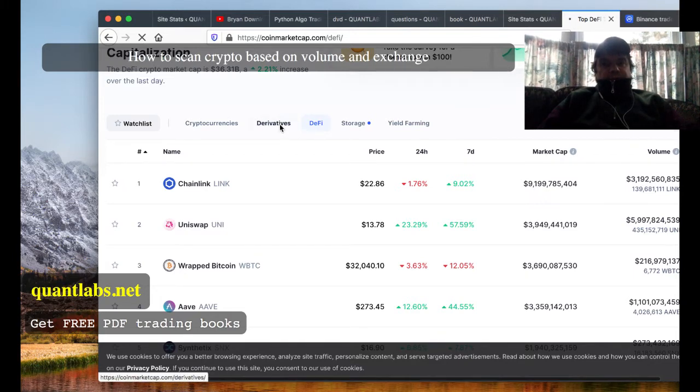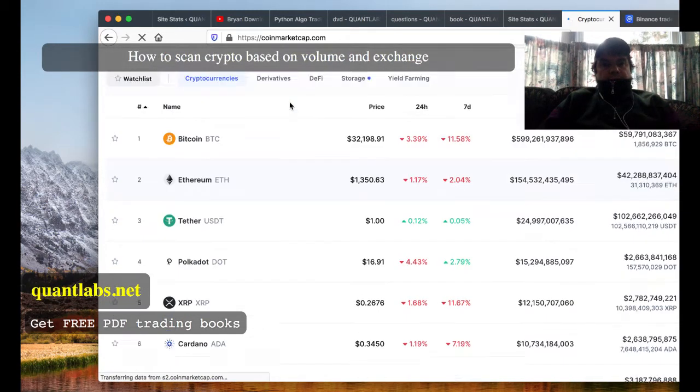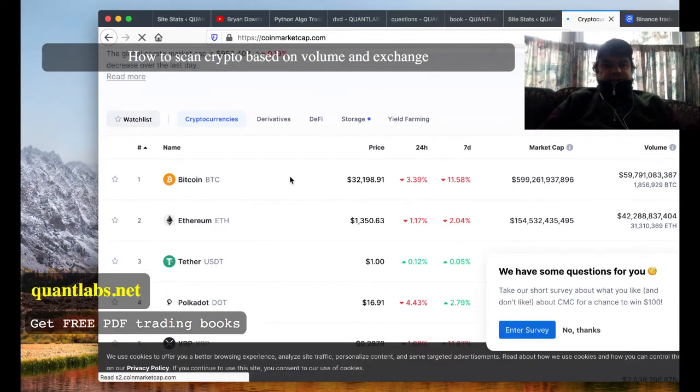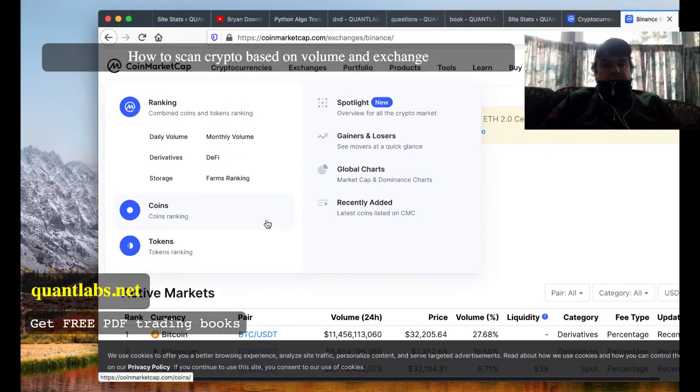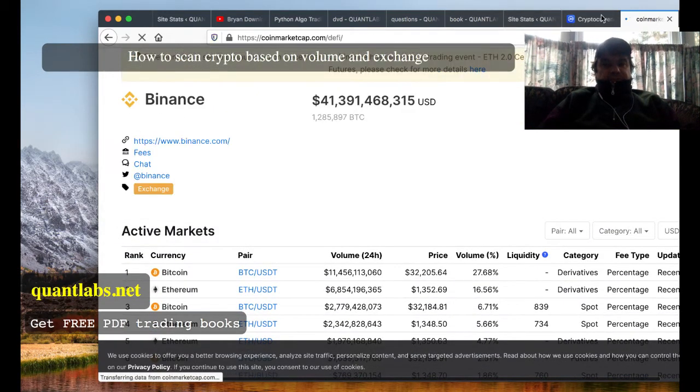Then we move into derivatives, and then we got DeFi. DeFi projects are moving right now because, as I said back in December, Ethereum 2 has come out, and a lot of these DeFi projects are built off of it. Let me just pull up the DeFi right here.